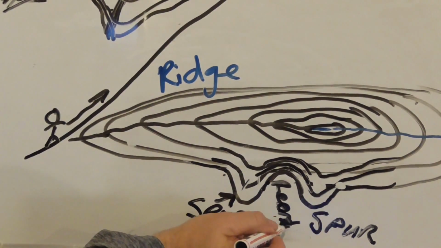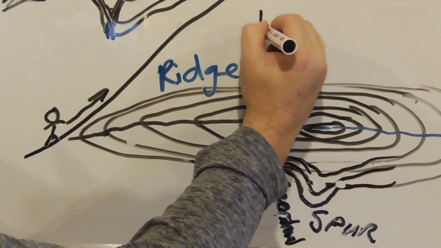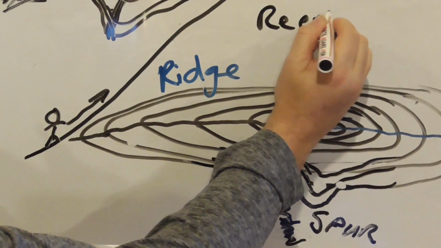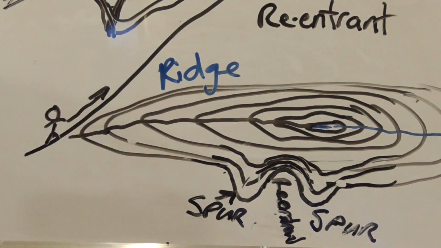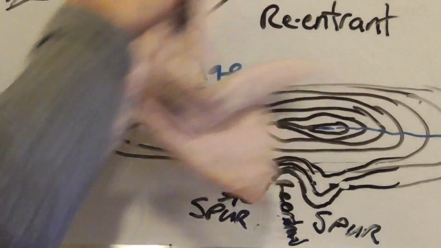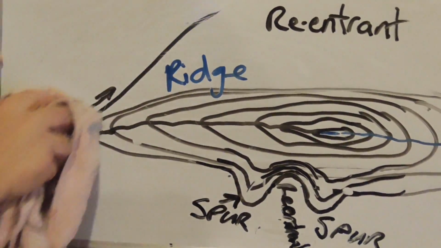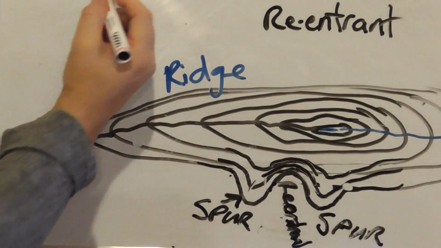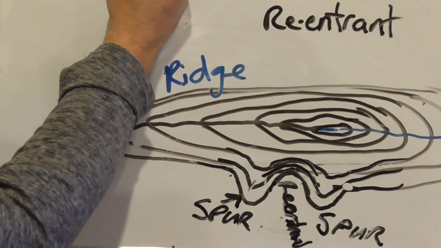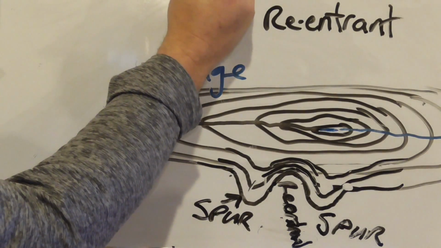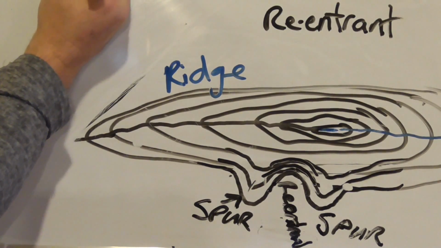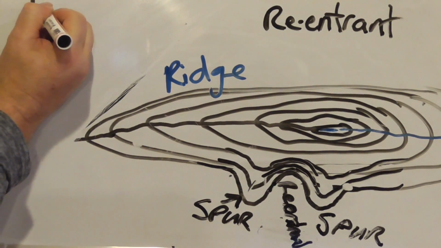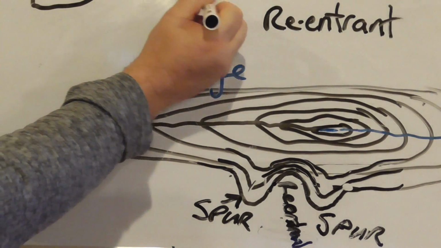Reentrant. I'll try and spell it up here. A reentrant. Right, a reentrant. And a reentrant looks something like, I'll try and do a 3D example of it. You'd have your main, let's imagine we've got something like that, and we've got like that, so we've got our main feature there and a main feature there.